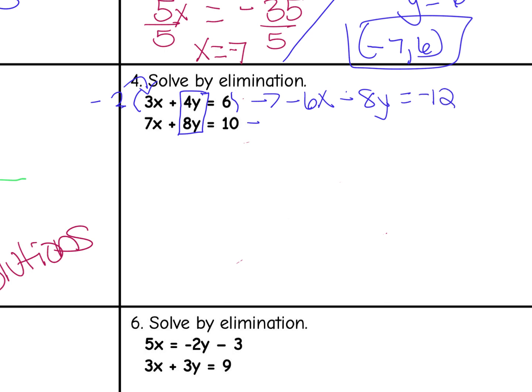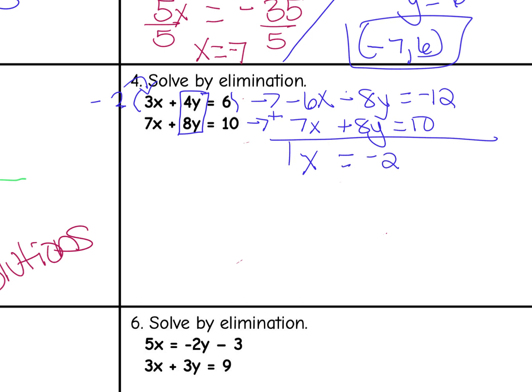Okay? And my bottom equation will stay the same. So I have 7x plus 8y equals 10. And then from here, I'm going to add them together. So when I add both of these equations together, I'm left with x. My 8y's cancel out. And then negative 12 and 10 leaves me with negative 2. Okay, so I know my x value is negative 2. So now I'm going to go back up to my top equation. And here, I'm just going to substitute in a negative 2 for my x value.